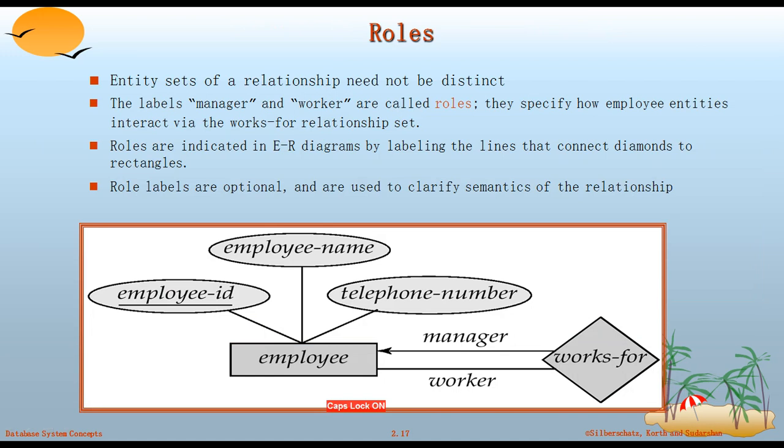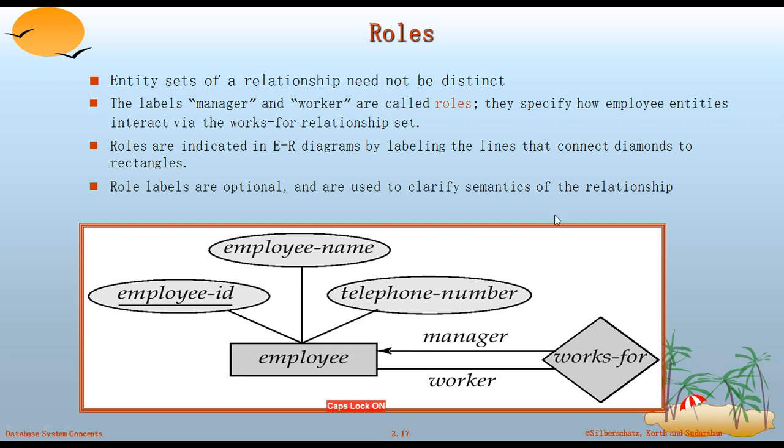Next we are going to see roles. The entity sets of a relationship need not be distinct. The labels manager and worker are called roles. Here all are employees, but they are playing different roles. Some may be playing the role of a worker, and some may have the role of a manager.